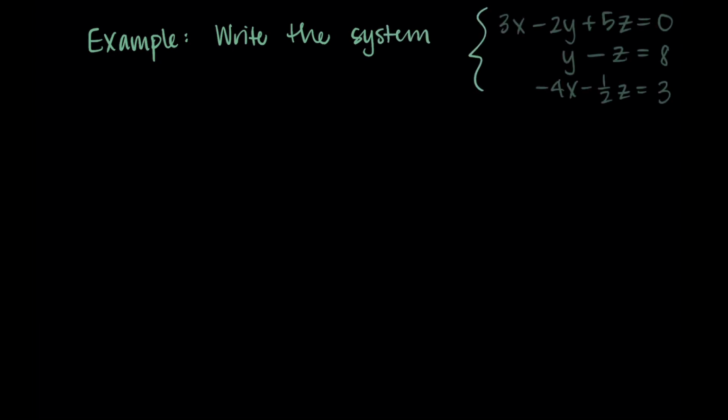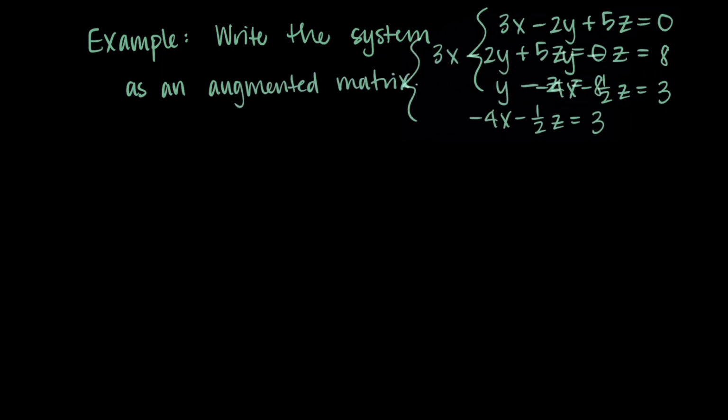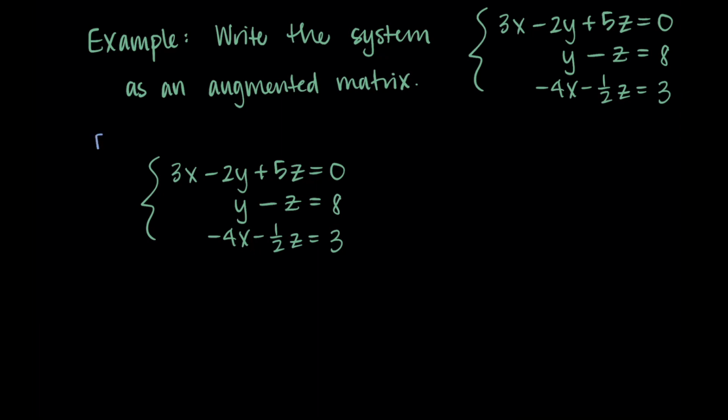Let's try this on one more example. Let's write the system 3x minus 2y plus 5z equals 0, y minus z equals 8, and negative 4x minus 1/2 z equals 3 as an augmented matrix. So I've given this one to you in a way where it does not need any rewriting. It has all of the variables on the left-hand side of the equation. So now we just need to identify the coefficients, those numbers in front of the variables, in order to write them in the matrix.